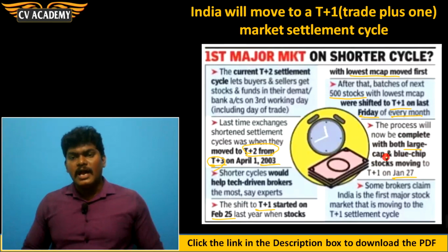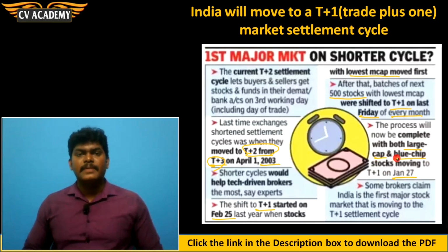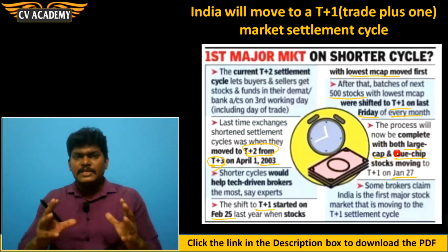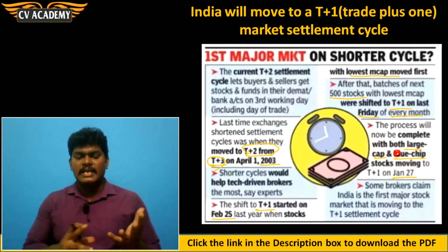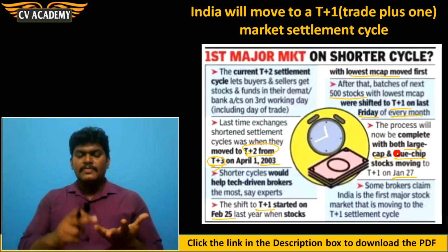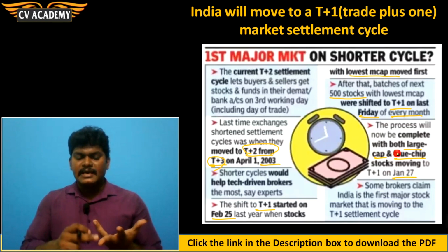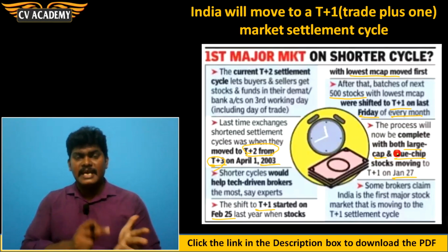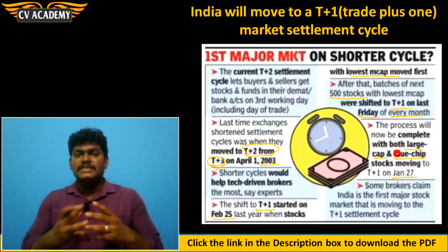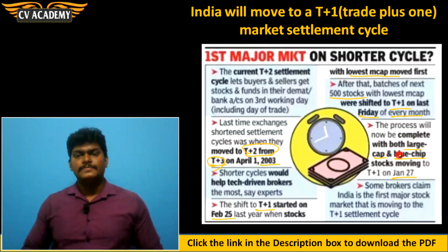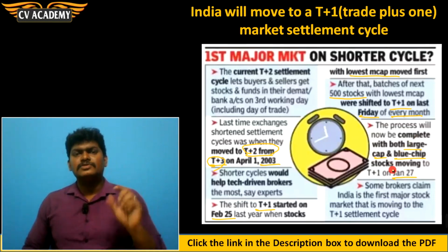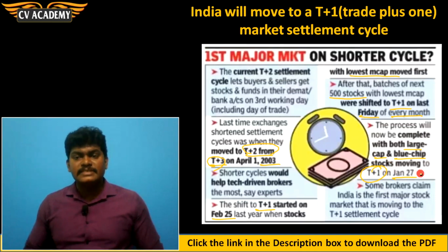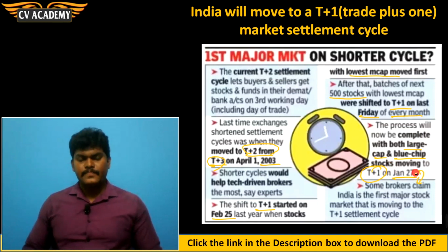So both large capitalization companies and blue chip companies will be included. Blue chip companies are the companies which have a strong financial foundation, like Pepsi, Coca-Cola, then Indian companies like Tata Group, Reliance Industries, HDFC, ICICI Bank. These are the blue chip companies with a strong financial background. Their settlement will happen in T+1 from January 27 onwards.